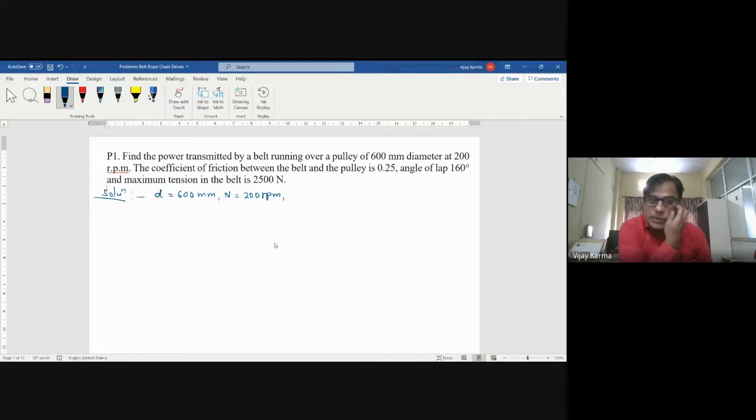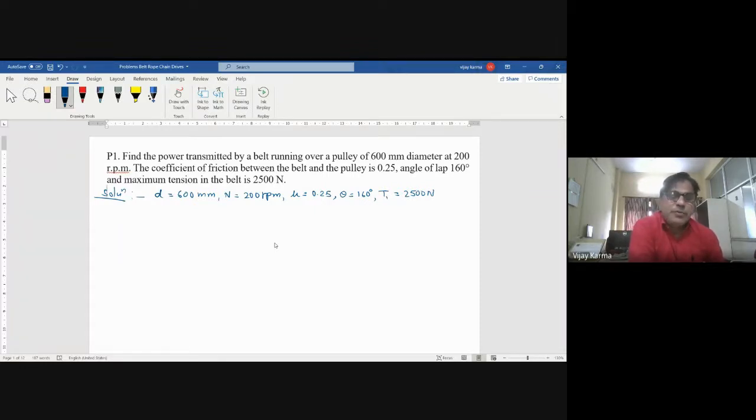The coefficient of friction between the belt and the pulley, let this mu be given as 0.25. The angle of lap, that is theta, is 160 degrees, and the maximum tension in the belt, this is T1, the maximum tension on the tight side, is given as 2500 Newton. So this is the given data.